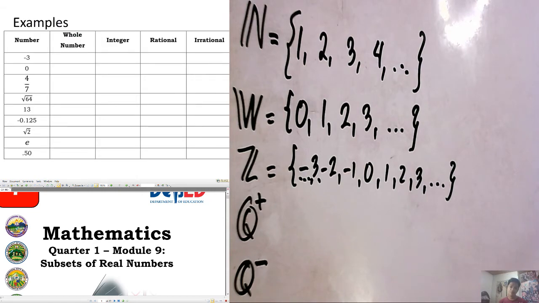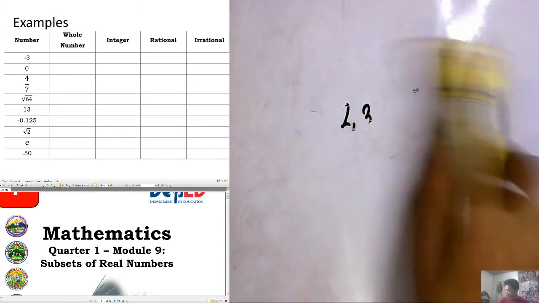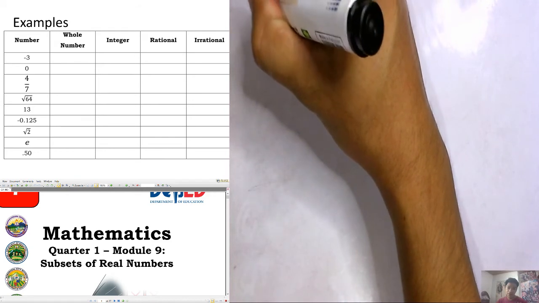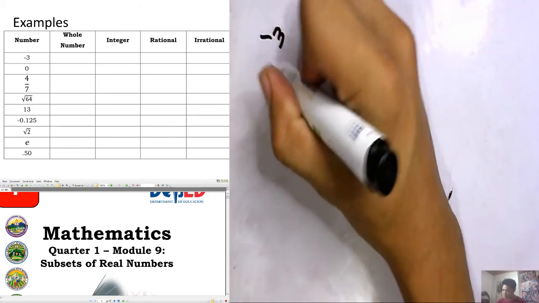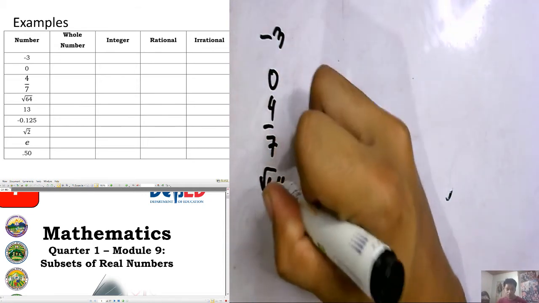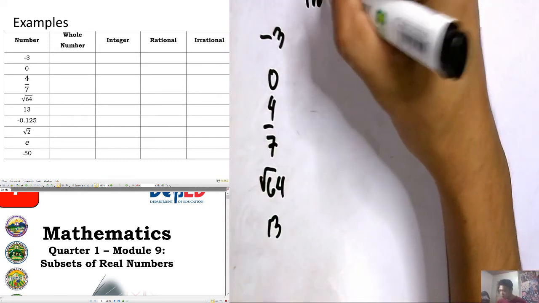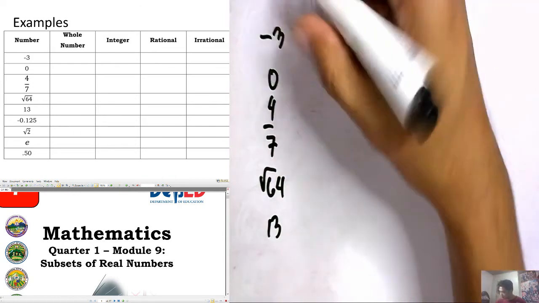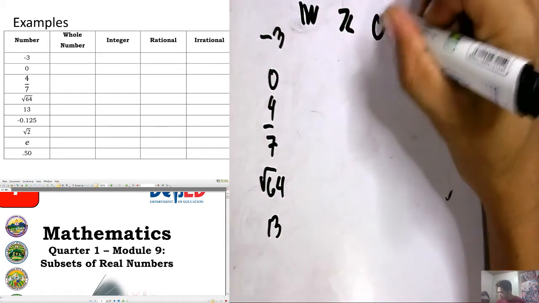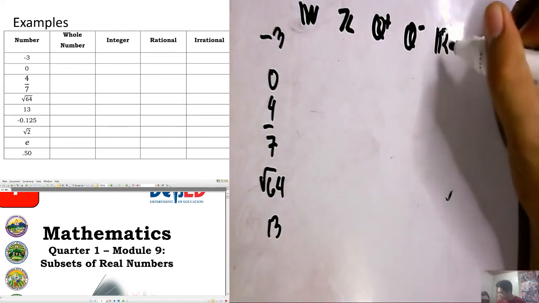Okay, let's have an example of that. Let me write it here. We have negative 3, 0, 4 over 7, square root of 64, 13, and so on and so forth. Let us check if each is a whole number, an integer, a rational number, or an irrational number. And let us also include real number.